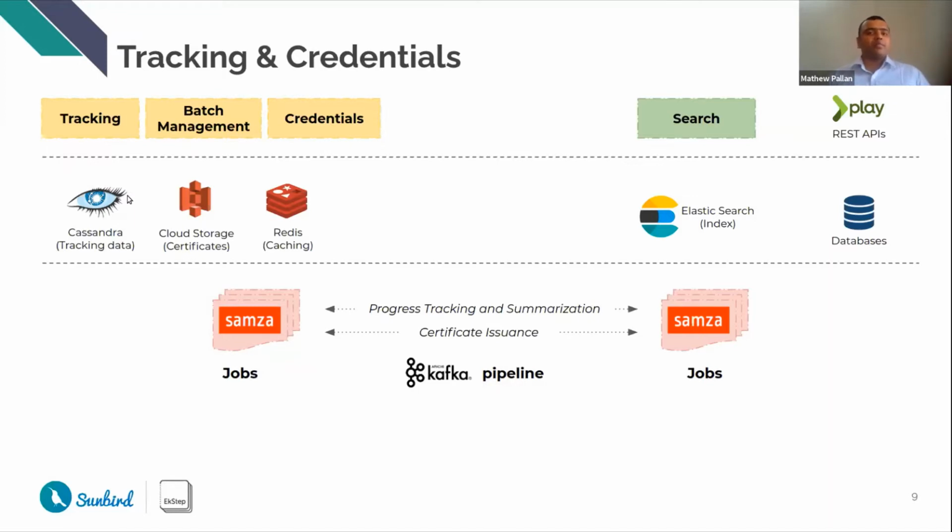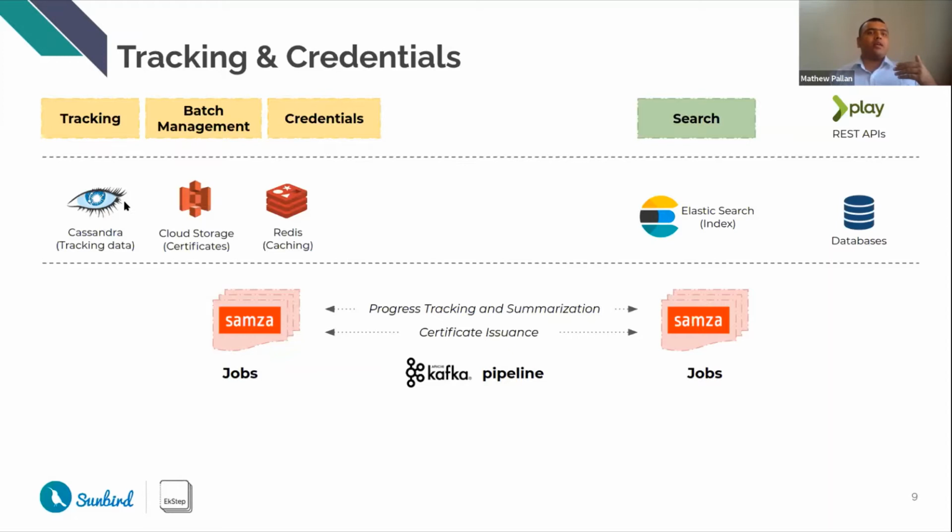Like our other subsystems, the tracking service also works off Kafka using events. And the progress computation and summarization is actually done in an async fashion to ensure that there's no latency while the user waits for this to happen.